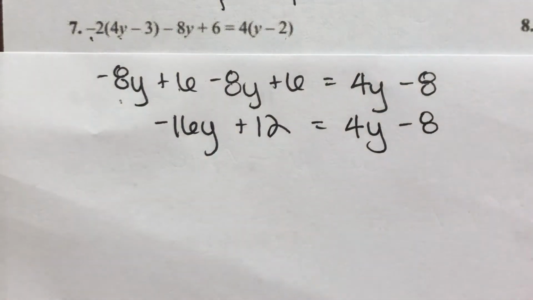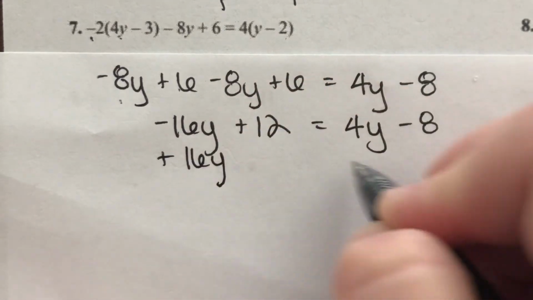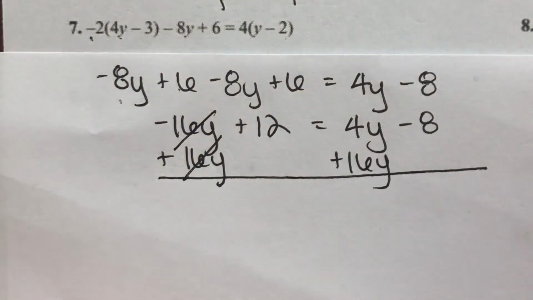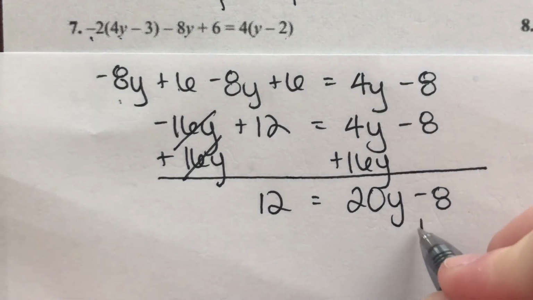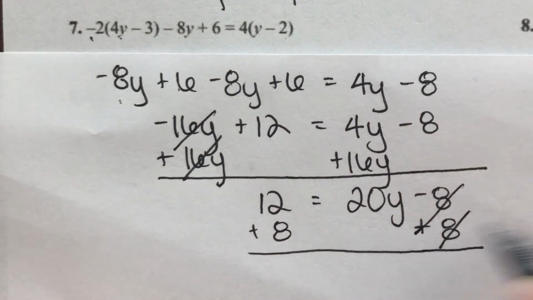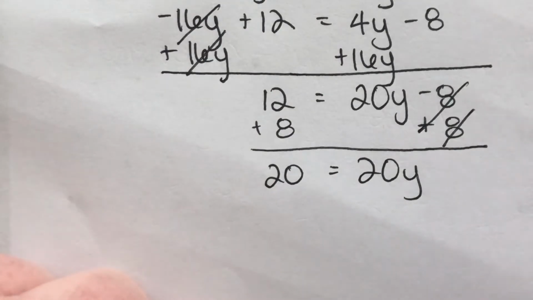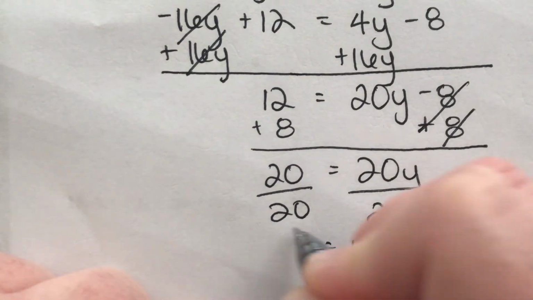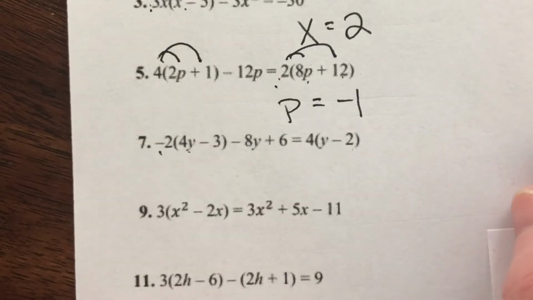4y minus 8. I want to get rid of the smallest y. So to cancel out negative 16y, I'm going to add 16y on both sides of my equal sign. These go away. 12 equals 20y minus 8. I want to get y by itself, so I need to get rid of minus 8. And I end up here, and I have to get y alone, so I divide both sides by 20, and I get y equals 1. So y equals 1.